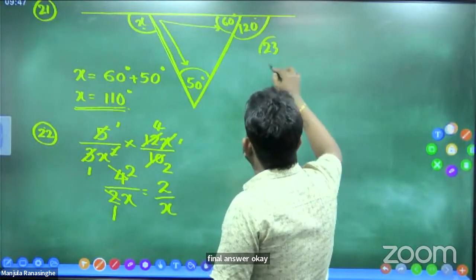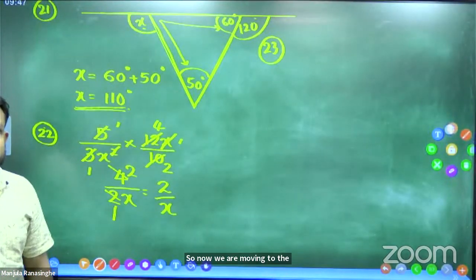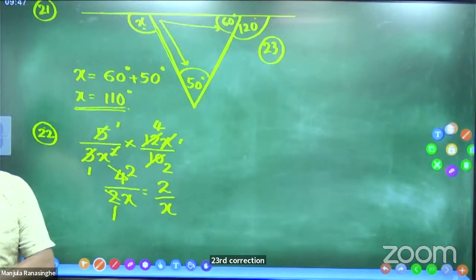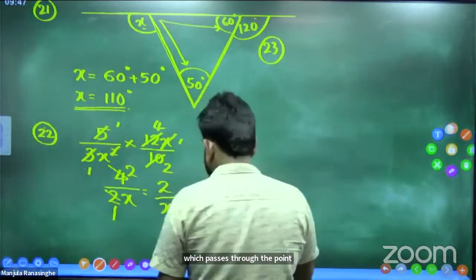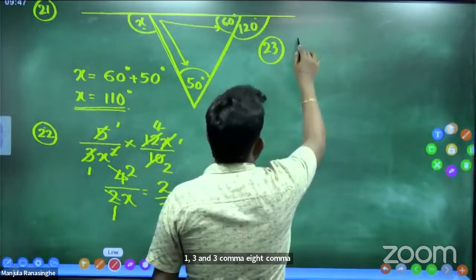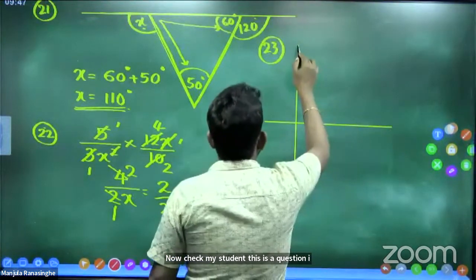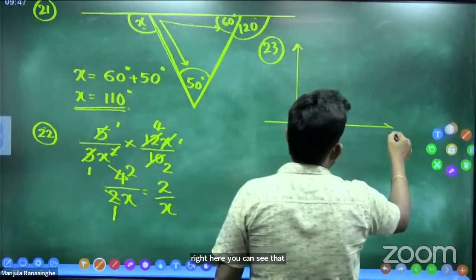So now we are moving to the 23rd question. Find the equation of the straight line which passes through the points (1, 3) and (3, 8). Now check, my student, this is a question I need to highlight for you. Here you can see that there are 2 points given.